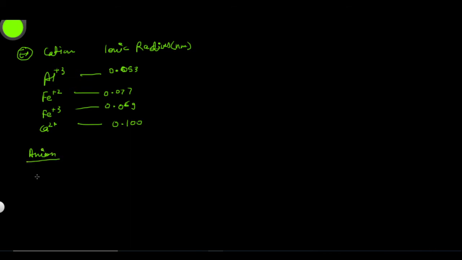Similarly, anion radius is given. So O2-, Cl-, F-, fluorine minus, and chlorine Cl, and their radii are given as 0.140, 0.181, 0.133. So these are the given values. Now the compound is given, CaF2. We have to calculate the coordination number of this.